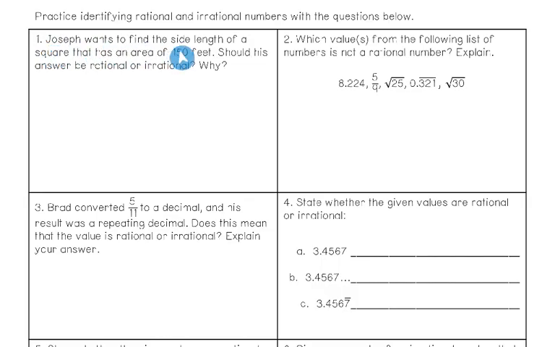It says Joseph wants to find the side length of a square that has an area of 150 feet. So let's go ahead and draw that out. There's a square with an area of 150 square feet. So that means that he's already done the length times the width.